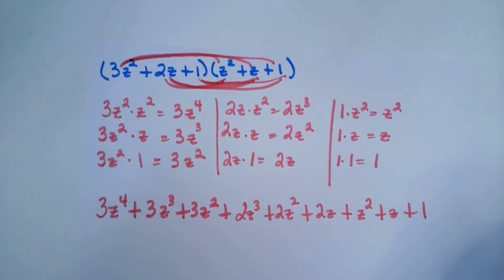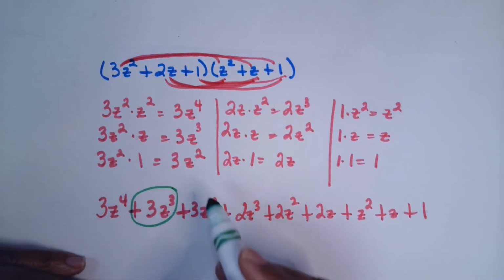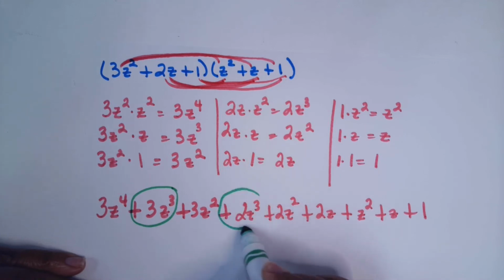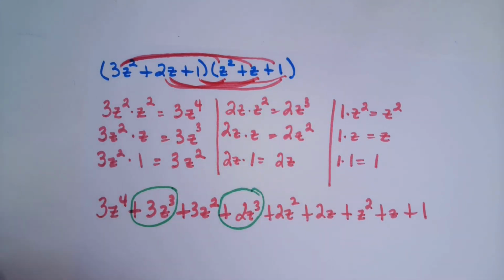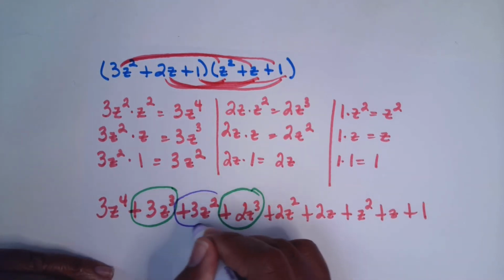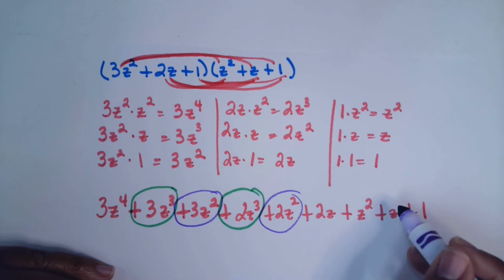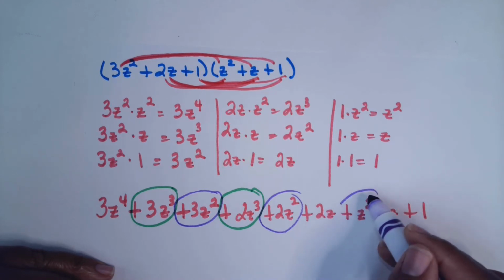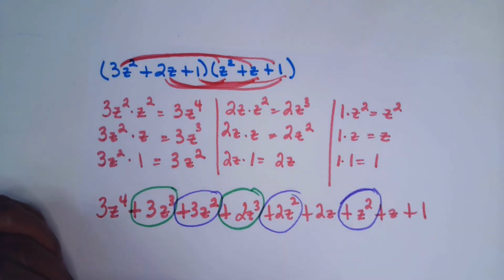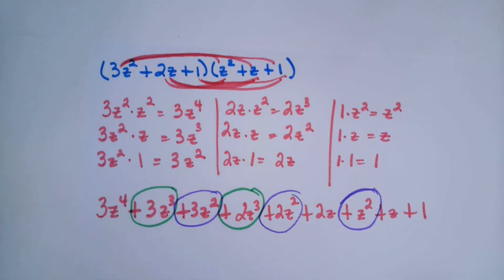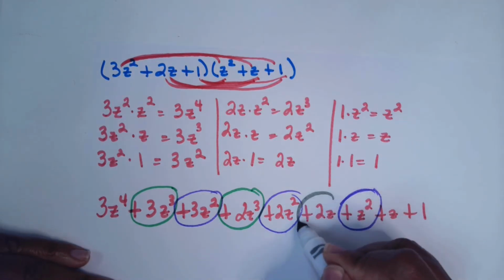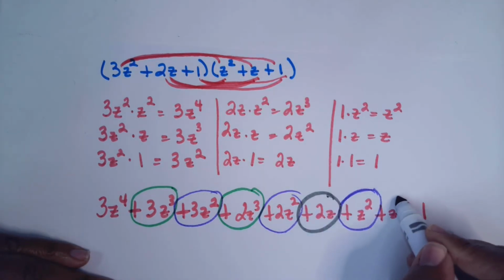Now I want you to identify any terms that are like. So I have 3z cubed, I see another z cubed. Z squared, I have a 3z squared, a 2z squared, and I'm going to just put it in by color. We have z squared. And then the last one that I see that I'm going to circle by color, we have a 2z and a z.